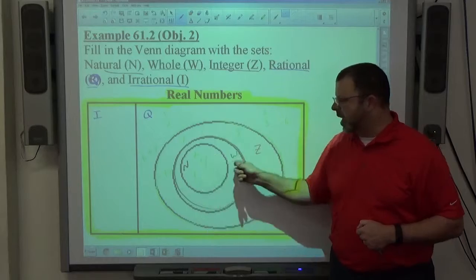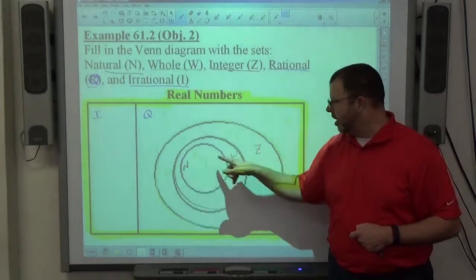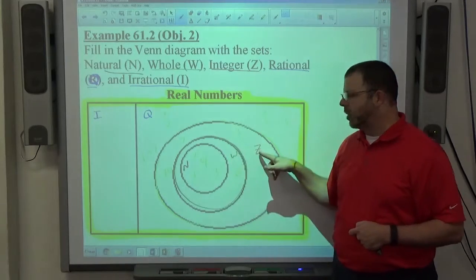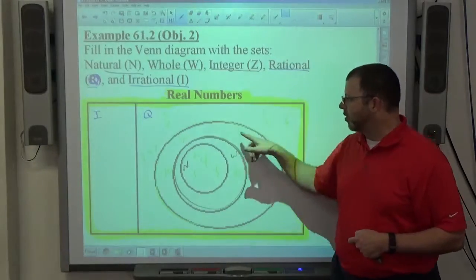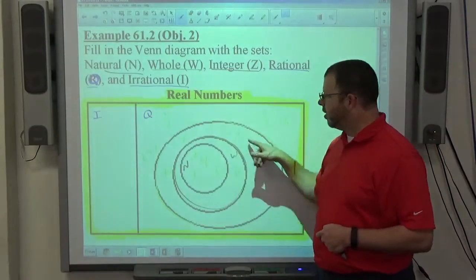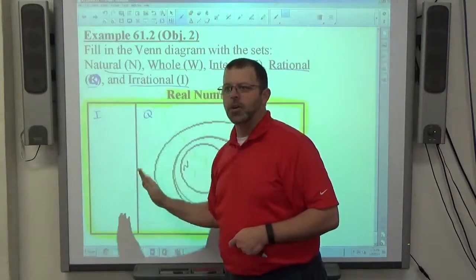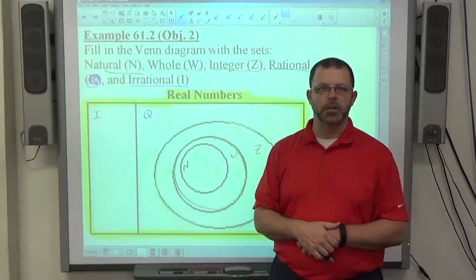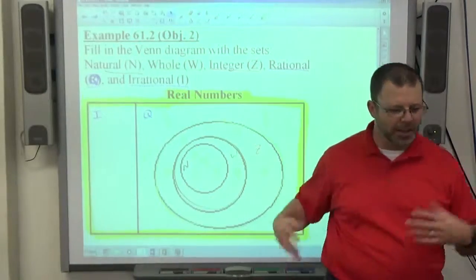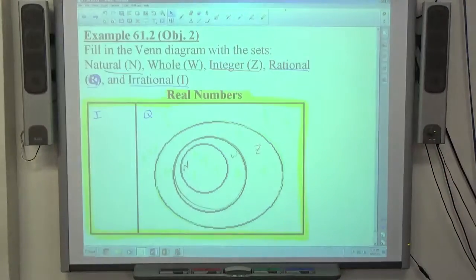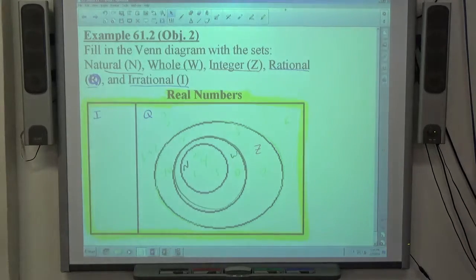If something's inside of something else, it's a subset. So N is a subset of W, N and W are both subsets of Z, N, W, and Z are all subsets of Q, N, W, Z, Q are all subsets of R, I is a subset of R, I and Q have no relationship with each other. So that's all that Venn diagram is telling us. You should be able to recreate that whenever I ask. Okay? I believe that happens on a test at some point in time. So be able to do that.